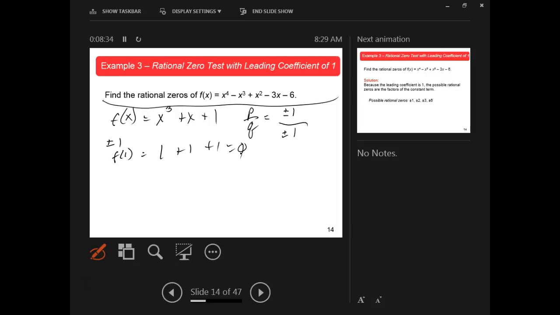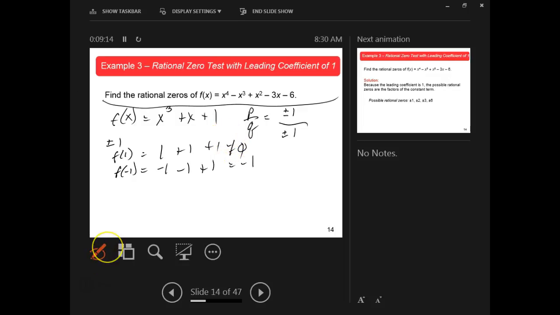Now, you could plug in the minus 1, and that's pretty easy to do. f of minus 1, what would that be? Negative 1 minus 1 plus 1, and that is negative 1. There are no rational zeros for this polynomial.